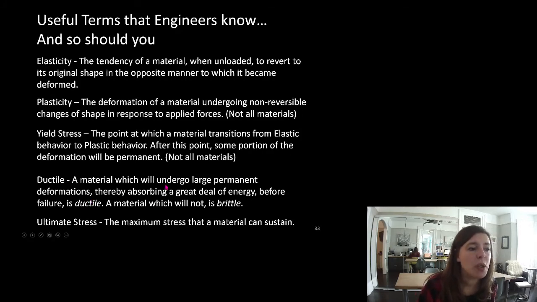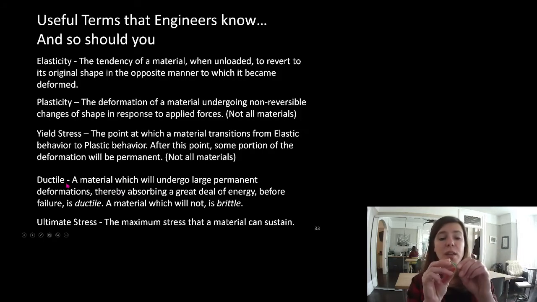Ductile: a material which will undergo large permanent deformations, thereby absorbing a great deal of energy before failure, is ductile. A material which is not is brittle. So a ductile material can undergo large permanent deformations. Concrete doesn't have a plastic zone, therefore it is not ductile. It is brittle. Wood is brittle.